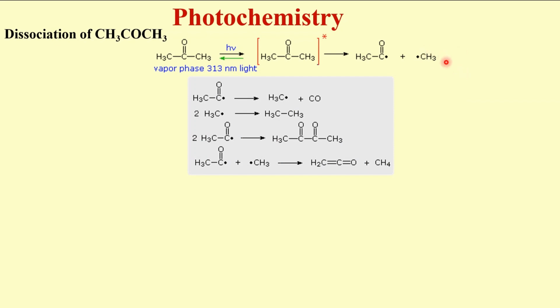The methyl radicals which are formed are unstable. That's why two methyl radicals can combine together to give ethane, or before the acetyl group loses carbon monoxide, two acetyl radicals can combine together and cause dimerization to give rise to alpha diketone, or the methyl radical can abstract the hydrogen from the acetyl radical and give rise to the ketene.